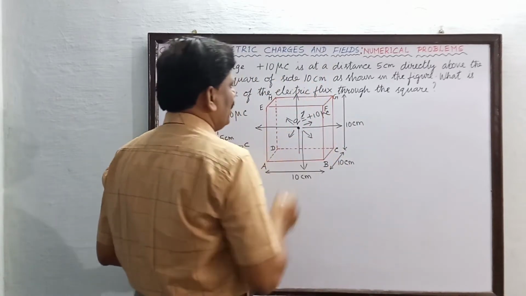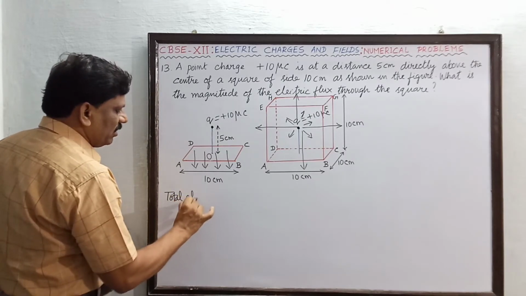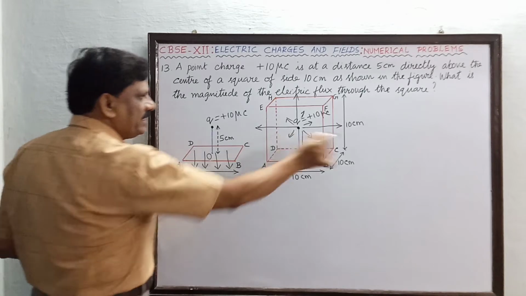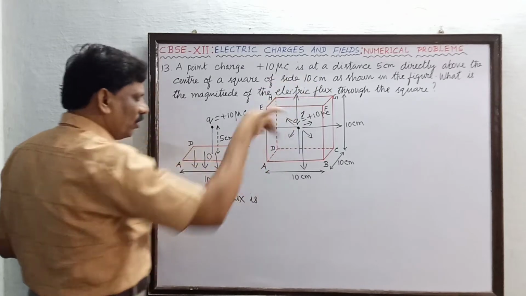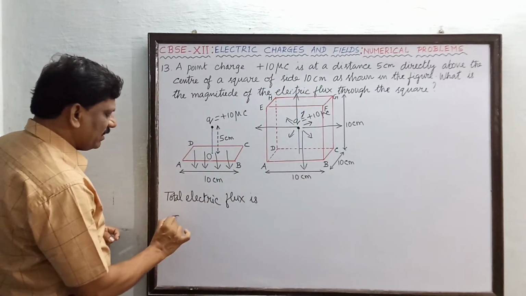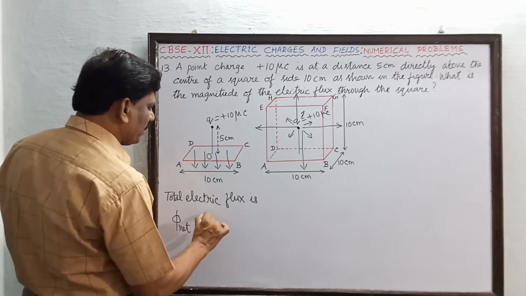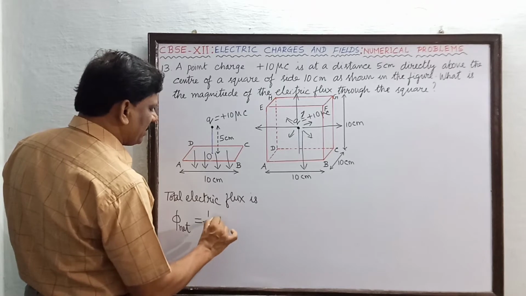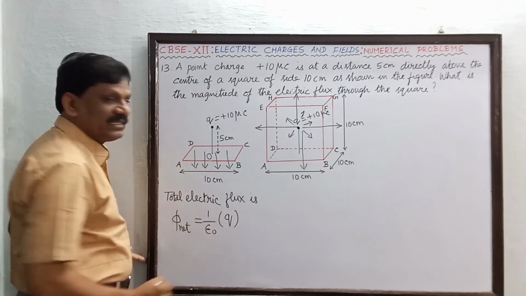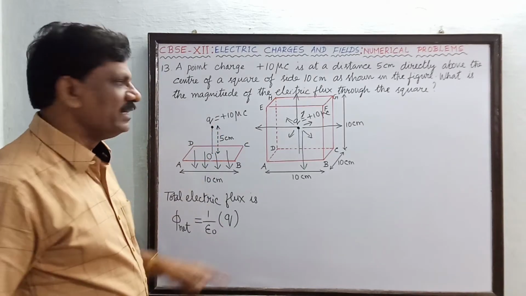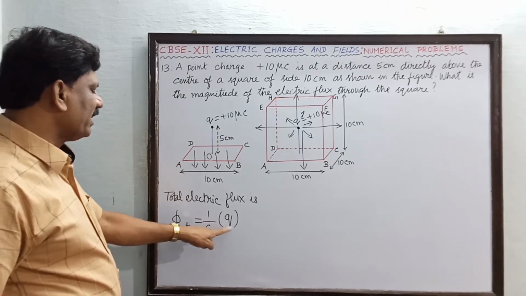So the total electric flux, which is passing out through the closed Gaussian cubical surface, is phi net. So this total flux must be equal to 1 by epsilon naught times the net charge. Here the net charge is nothing but the one and only charge kept inside the imaginary surface, that is Q. So this is 1 by epsilon naught times Q.